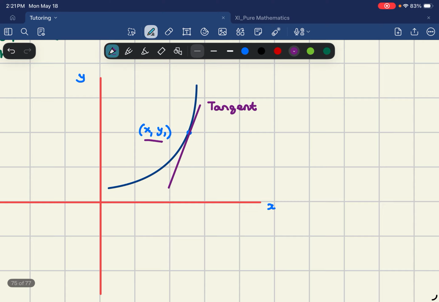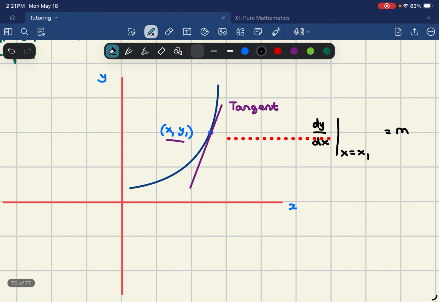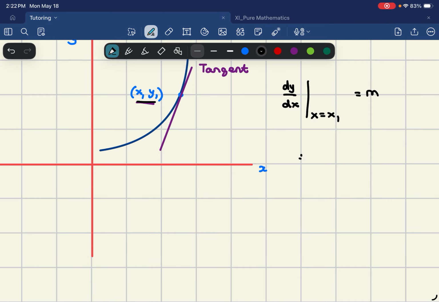So how do we find the equation of this tangent line? Well, we can find the slope of the tangent line. The slope of the tangent line is going to be dy by dx, evaluated at x equal to x1. That is going to be my m. So the gradient of the tangent line is given by dy by dx, and we need to find it at this particular point (x1, y1). I will substitute x1 in here, and after I do this, I will use y minus y1 is equal to m(x minus x1). I will just use this form to get the equation of the tangent line.